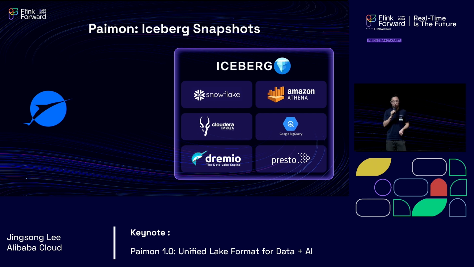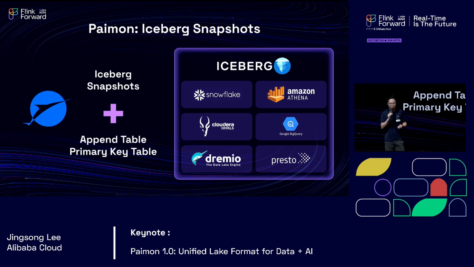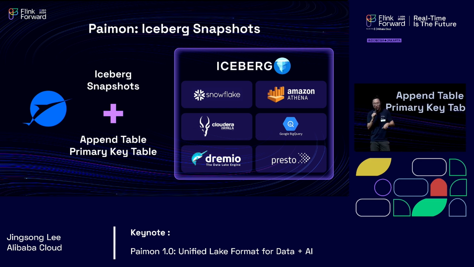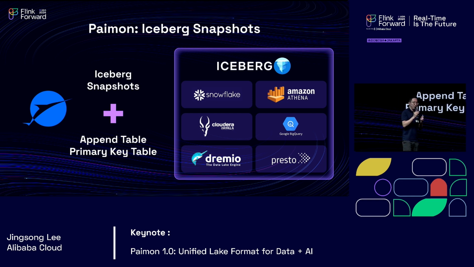So what should we do? We introduced Iceberg snapshots in the Paimon community. Through an option, you can enable Iceberg snapshots to let Paimon produce Iceberg snapshots for our tables. Through this, we can let Iceberg compatible computation engines query data from Paimon, just like you can use Snowflake, Athena, Impala, BigQuery, Presto, Dremio, and all Iceberg ecosystems, including Python API and Rust API.